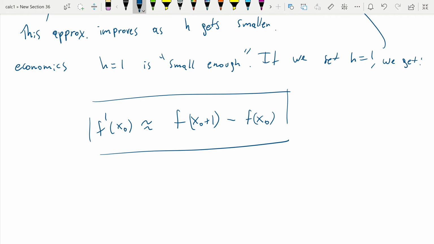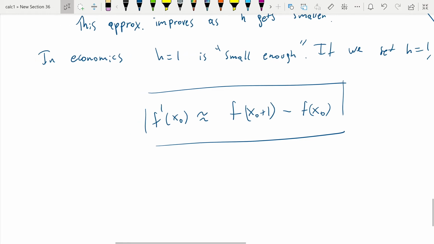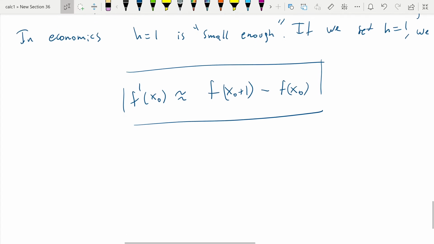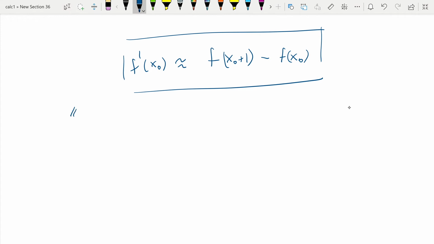We get the simple, very simple expression just by setting h equals 1. In general, as I said, setting h equals 1 is not a good approximation of the derivative. For functions that don't change that much it can be, and in the context of economics that's the case, but in general this would not be a very good approximation of the derivative. But the interpretation here is what's most important when you want to tackle these kinds of problems.